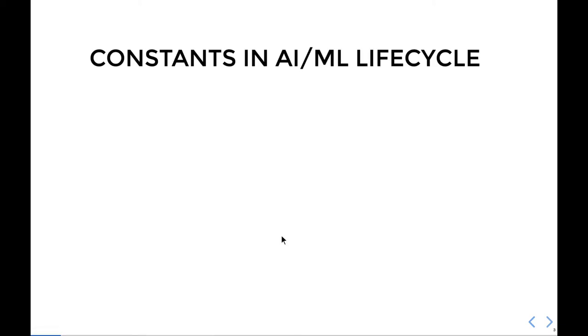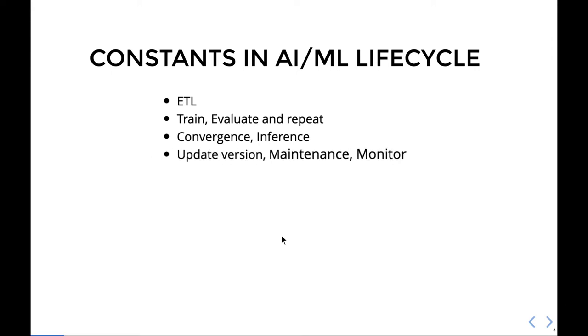So what are the constant parts in every AI or ML lifecycle? Data is stored in a data source, so we need to retrieve the data, transform it, filter it, and get rid of all noisy data which is not required for prediction or any learning framework or algorithm. Once we get the filtered data, we train it, we test it, and we repeat this process until we get convergence, basically the minimum error rate. Once the model is ready, we put it in production and open it for outside world data. Once it is in production, we also have to maintain it, update the version, and monitor it.